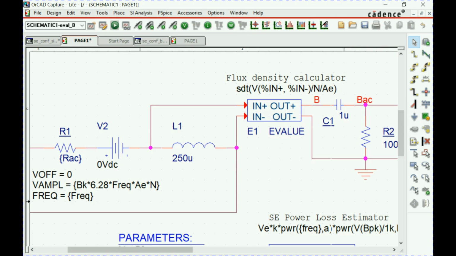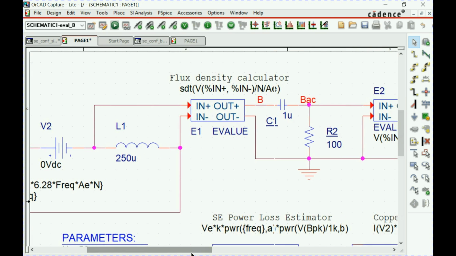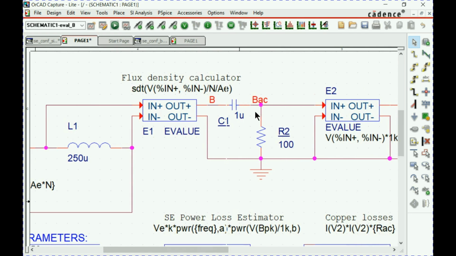Now, since we are going to use the Steinmetz equation, which is only correct for the AC component, there is a high-pass filter here, so that at the end of it, we're going to get just the AC component of the flux density.